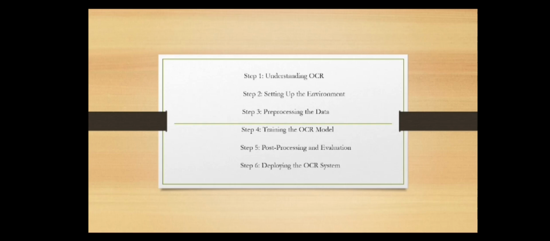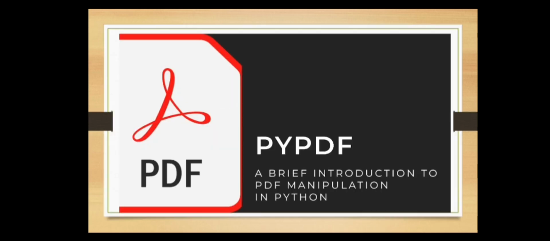Step 6, the final step, is deploying the OCR system. Once the OCR system is trained, it is time to deploy it. We can integrate it with a Python web application using frameworks like Flask, or as a desktop app using Tkinter. This model can be deployed on cloud platforms to be used by other applications.